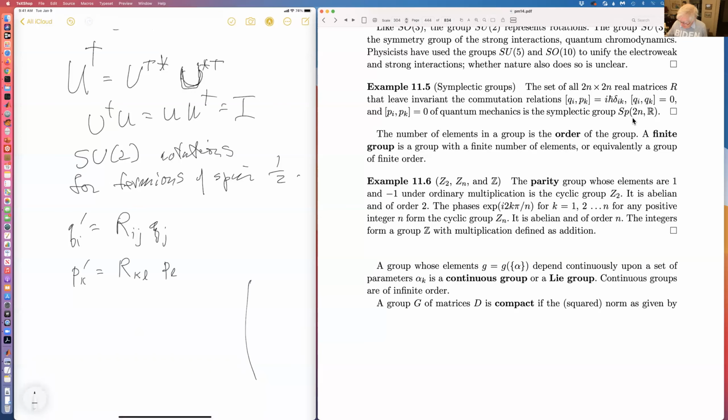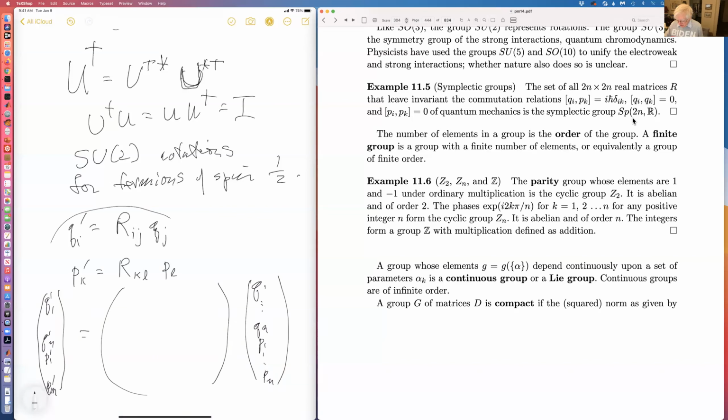what we would have is a vector Q1 up to, let us say, Qn, and then P1 up to Pn, and then we'd have this matrix R, and this would be Q prime 1, Q prime n, P prime 1, P prime n. So that's what I meant by what I was trying to write this way.